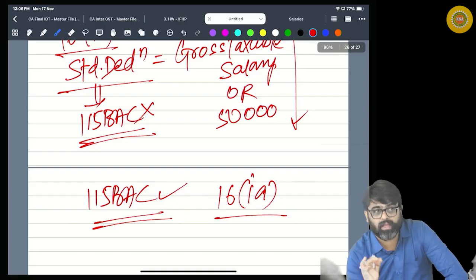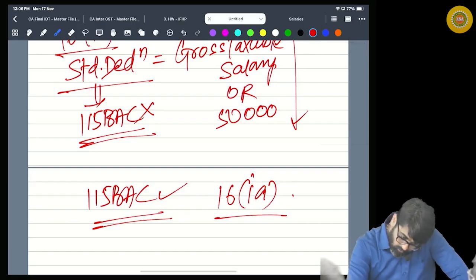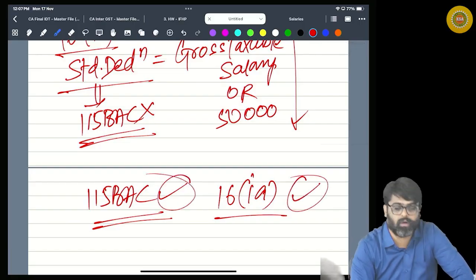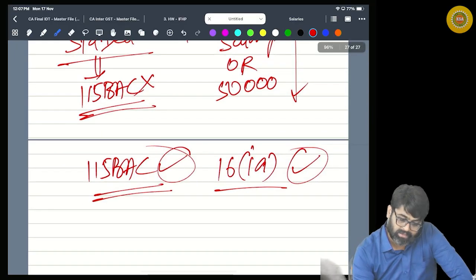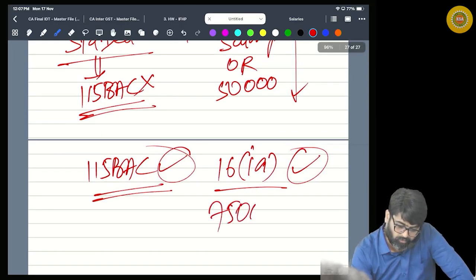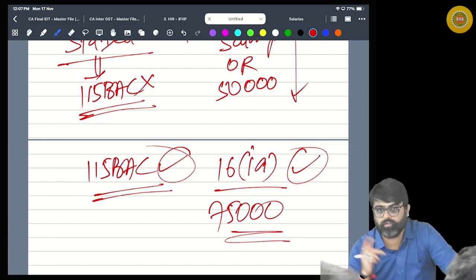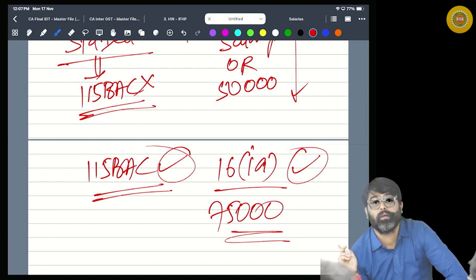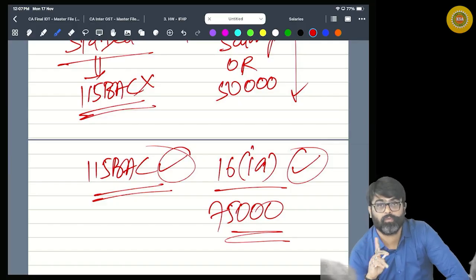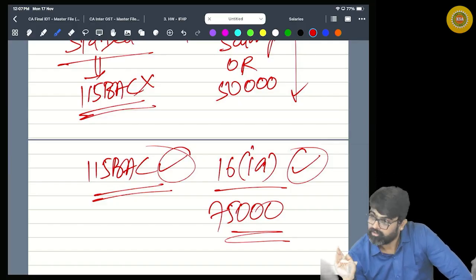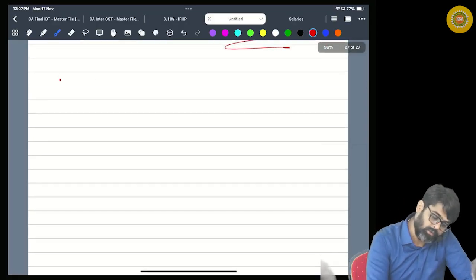Standard deduction will be available, or will not be available? It will be available even if you follow 115BAC. But in that case, the limit will not be 50,000. This is an important part; you are supposed to remember. If 115BAC is not followed, the limit is 50,000. If 115BAC is followed, the limit is 75,000. Yes or no? This is the standard deduction. Now the next one.